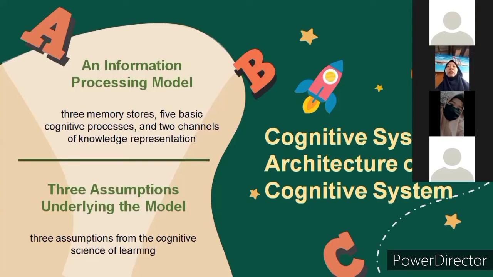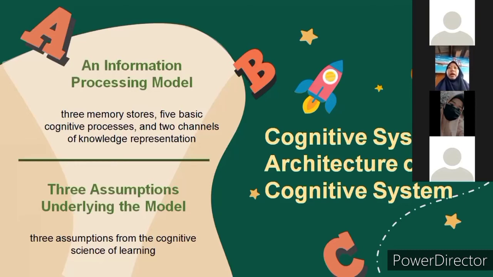In the cognitive processes, it is about selecting images and words, organizing images and words, and integrating. The auditory channel means sounds enter through the ears and eventually are represented in verbal code. And the visual or pictorial channel or materials enter the cognitive system through the eyes and eventually are represented in pictorial code.